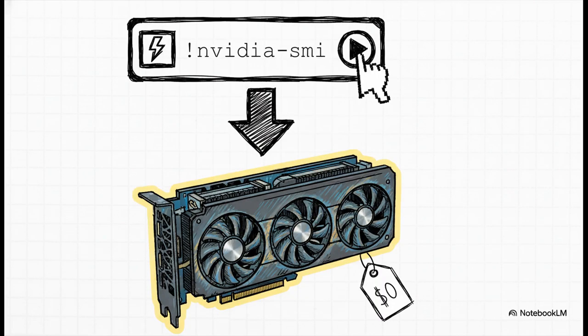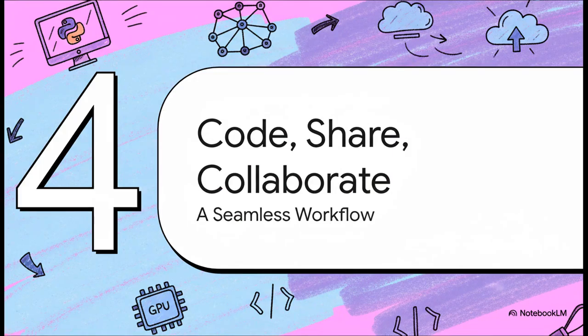And hey, don't just take my word for it. Once you've switched on that GPU runtime, just type this simple command into a code cell and hit run. It will literally print out the specs of the exact high-performance NVIDIA GPU that Google has just given you to use for free. It's amazing. So let's recap. We've got an easy-to-use platform, we've got access to incredible power. Now let's look at the final piece of the puzzle, how all of this comes together to create a super smooth workflow for building and sharing your projects.